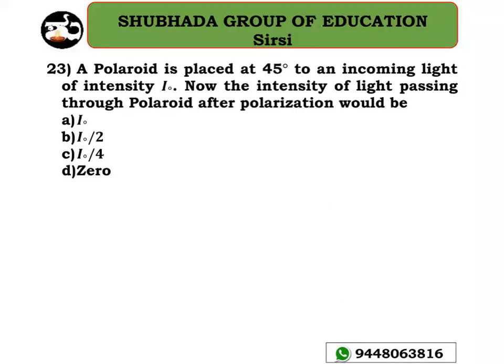Okay, look at the next problem. A Polaroid is placed at 45 degree to an incoming light of intensity I0. So now the intensity of the light passing through the Polaroid after the polarization will be. As you know that I is equal to I naught cos square theta, right? So I naught is the intensity of the incoming light, correct? It's the intensity of the incoming light.